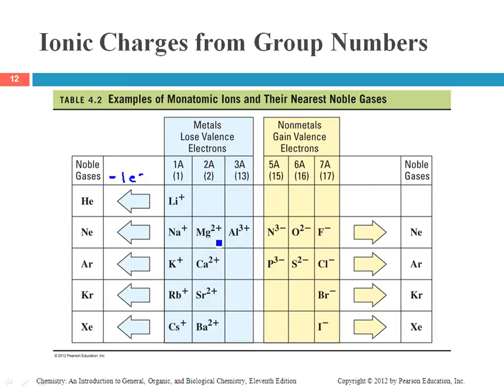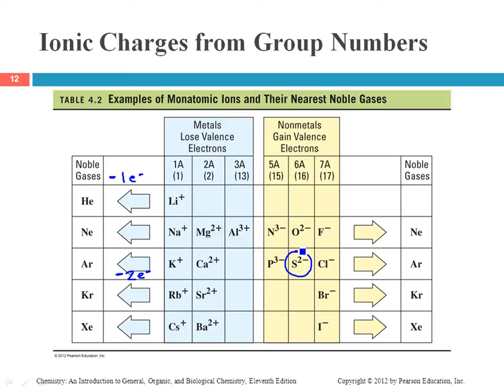Okay, and if we look further down at calcium, it has a 2+ charge because it's in group 2. So it wants to lose 2 electrons to be like its nearest noble gas on the periodic table, which is argon. We can go down and do all the rest of those, but hopefully you're seeing it so far. Okay, let's just pick sulfur.